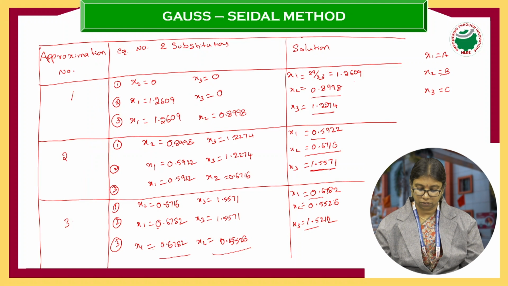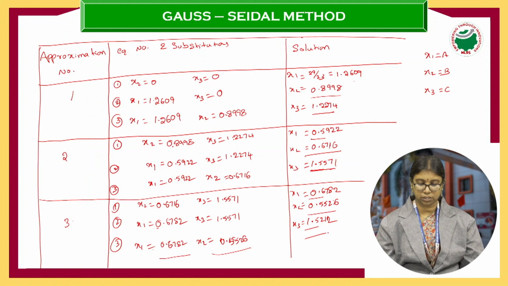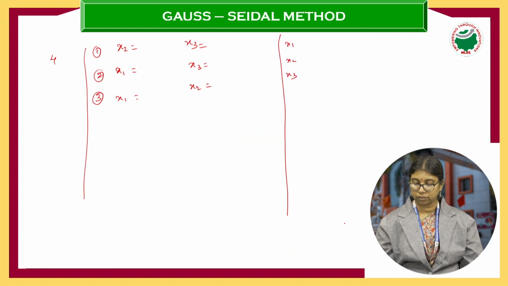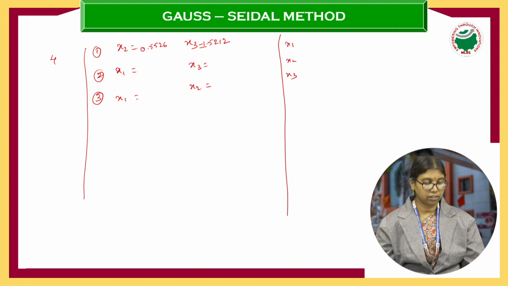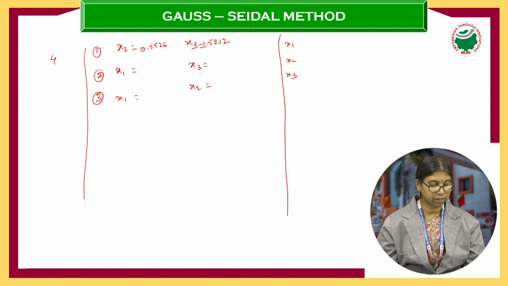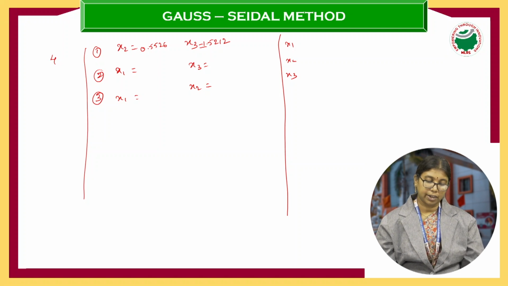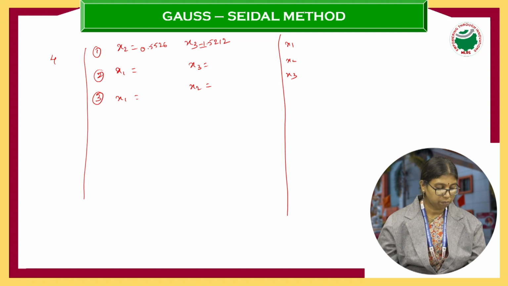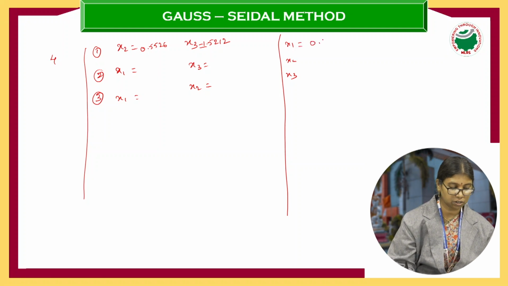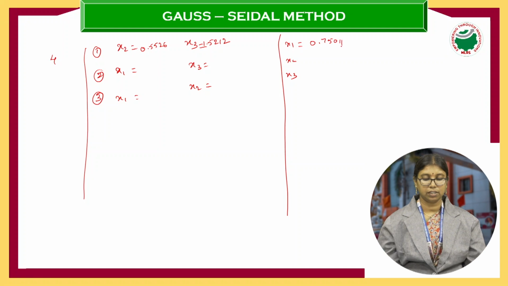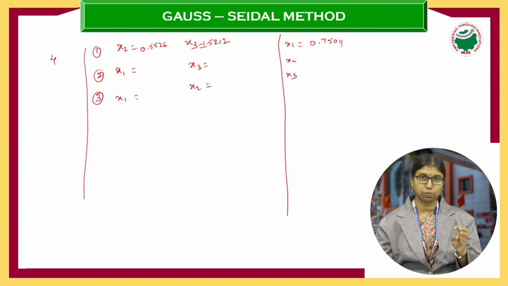So the latest values for x2, x3 are 0.5526, 1.5212. So if you enter these values in your calc, this is 0.5526. And next C value is 1.5212. So now you will get x1 as 0.75011. And next you need x1 and x2, x1 and x3.